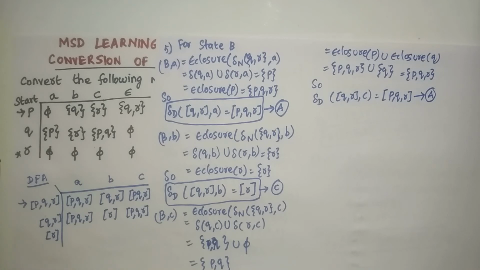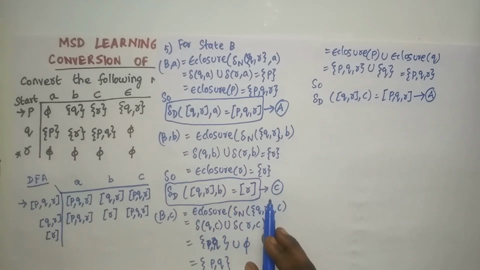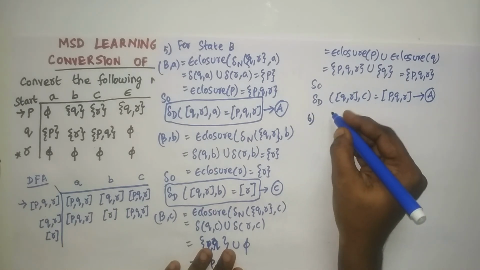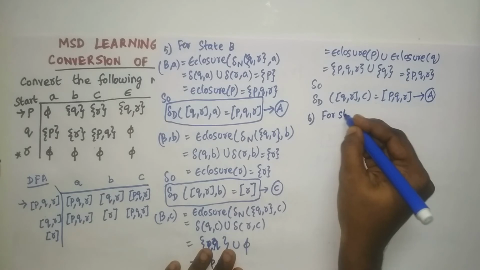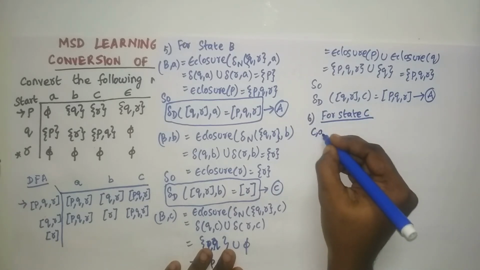So for this R, we need to find R comma, this R is a state C. So now we need to start finding C comma A, C comma B, C comma C. Now when we are finding C comma A, the next step, as for the step number 6, you have to do for state C. So for state C, C comma A.